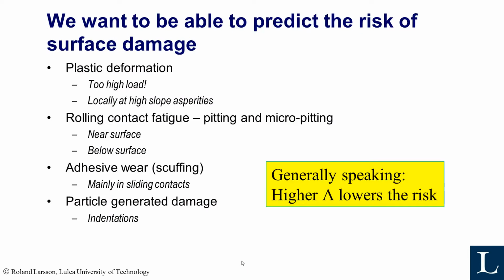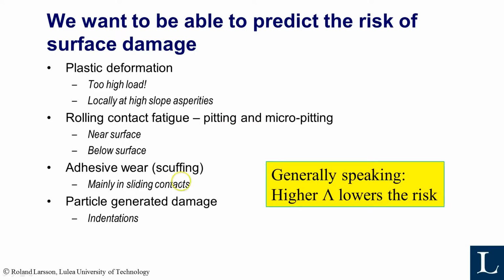Really, the reason to find the film thickness is that, as I already said, the higher the lambda is, the lower the risk is for different types of damage. The typical damage that can occur in a non-conformal contact of this type is plastic deformation. You have too high load, or locally only at the asperities, you have too sharp asperities. All these contacts and varying pressures may cause contact fatigue. It can be at the surface or down in the surface. It can cause damage called pitting or micro pitting.